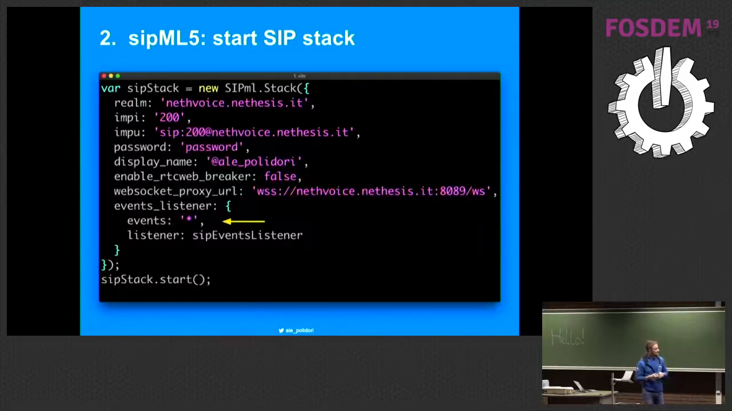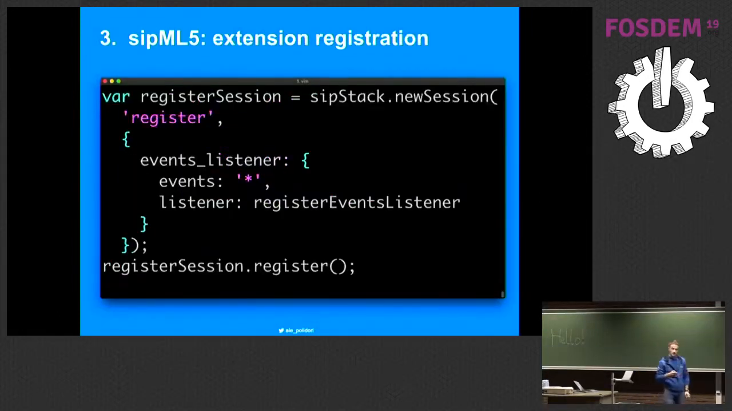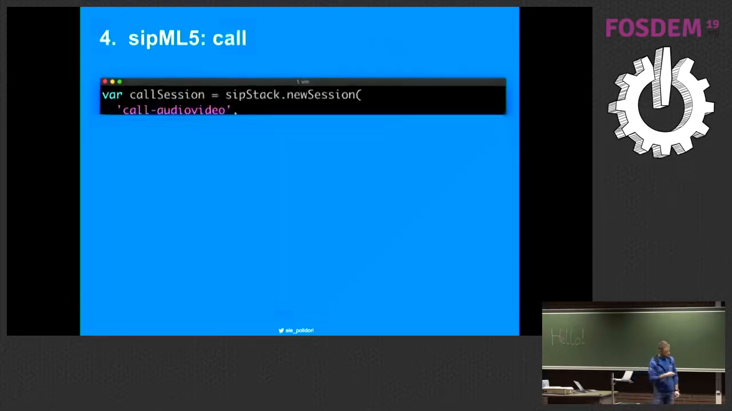We can attach an event listener to manage all the related events and call start on the just created SIP stack. At this point, we register the phone extension, calling the new session API on the just created SIP stack and passing to it the word register and other event listeners to manage the related events. And at the end, we call the register function.